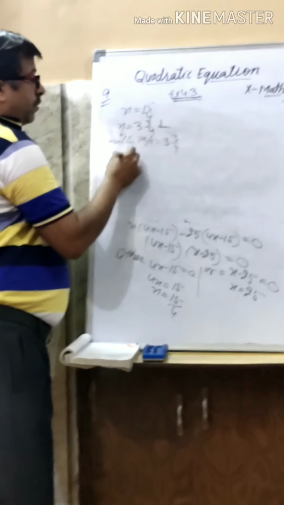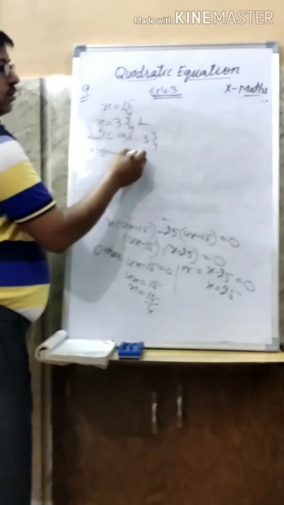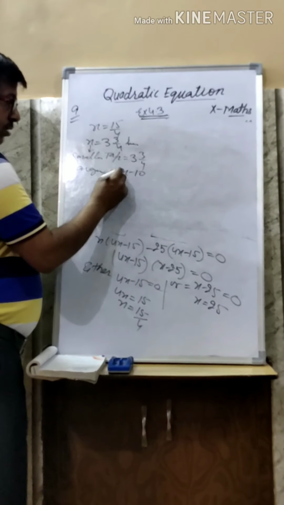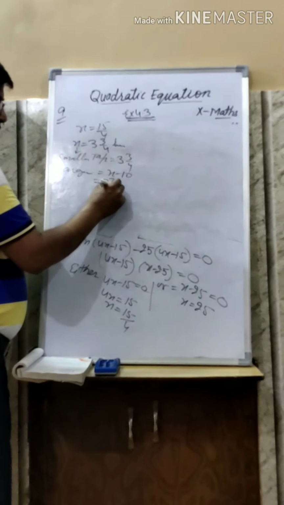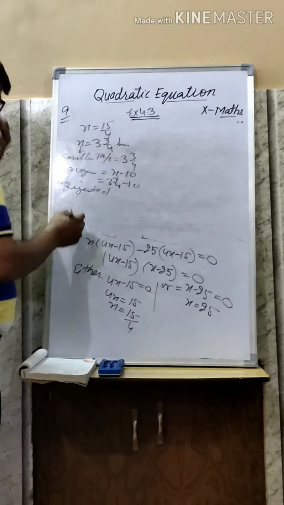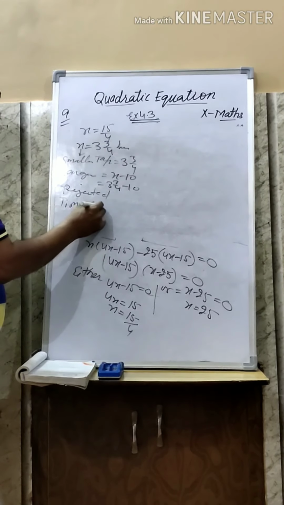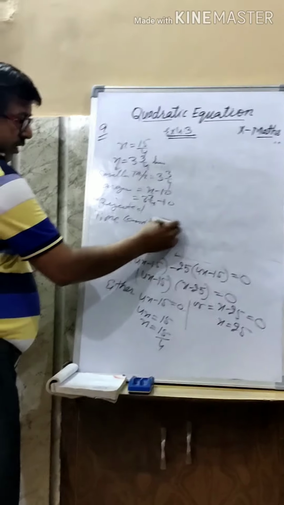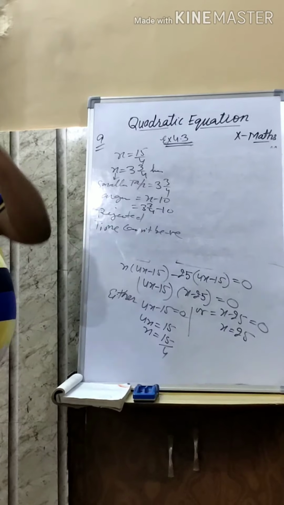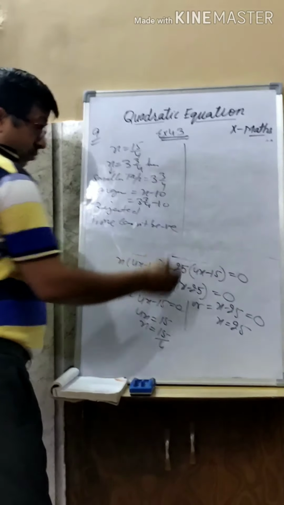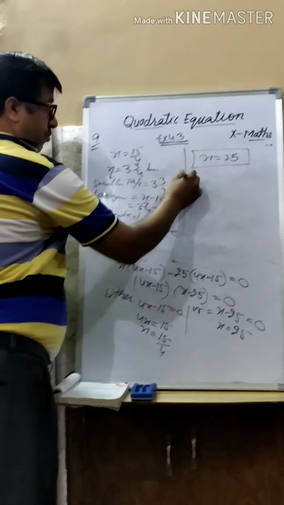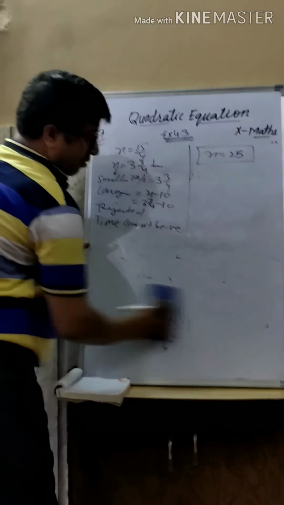And what is the larger tap? For larger, x minus 10, that is 3 3/4 minus 10. So this time is negative and it is rejected. Why? Because time can't be negative. So it does not satisfy the condition. So I will take this one. x is equal to 25 is the valid answer.